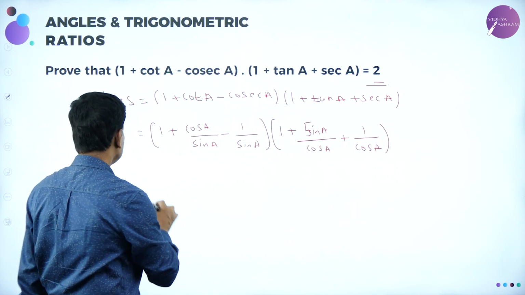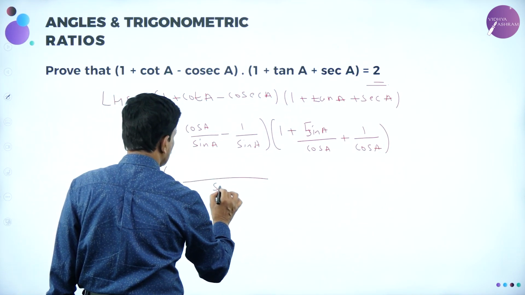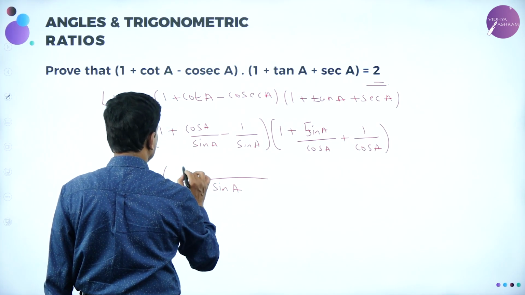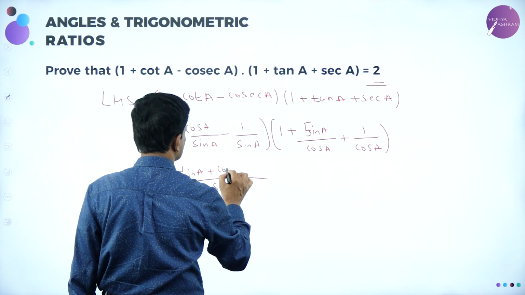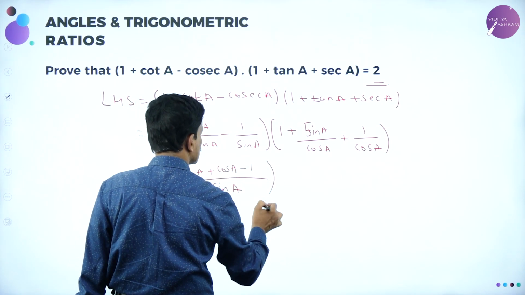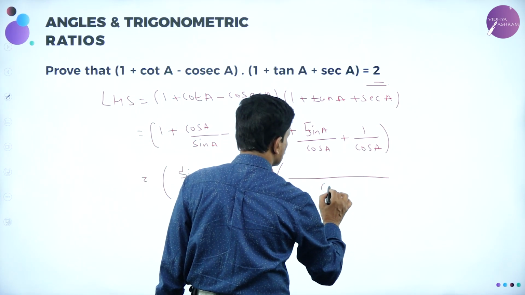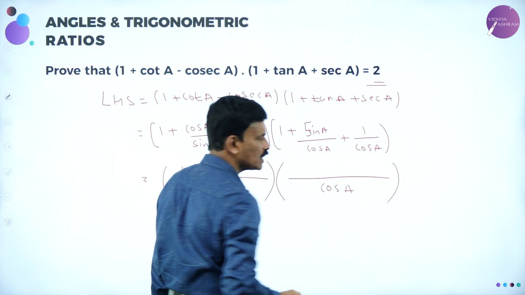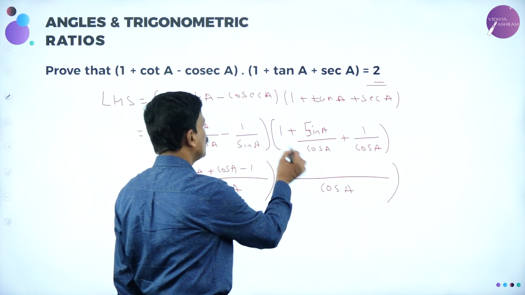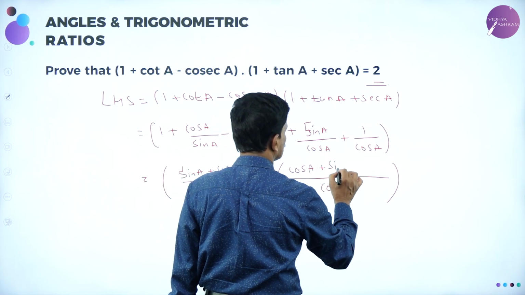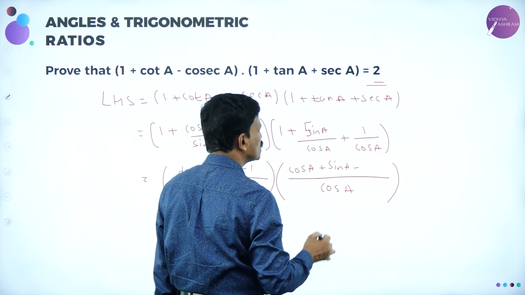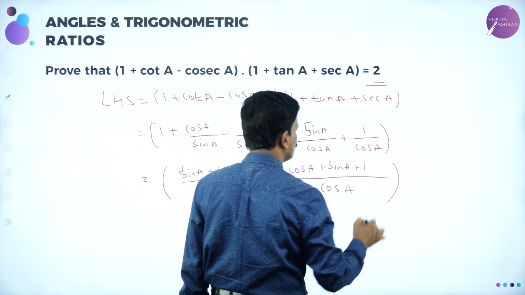Right. Now, take LCM. Here sin A is the LCM. 1 into sin A is sin A, plus cos A, sin gets cancelled, minus 1. Here cos A is the LCM. 1 into cos A is cos A, plus sin A, cos gets cancelled, plus 1. That is the numerator.